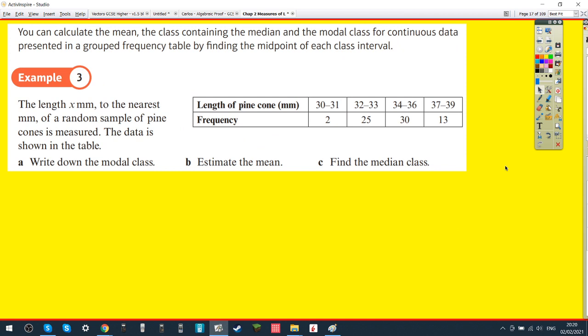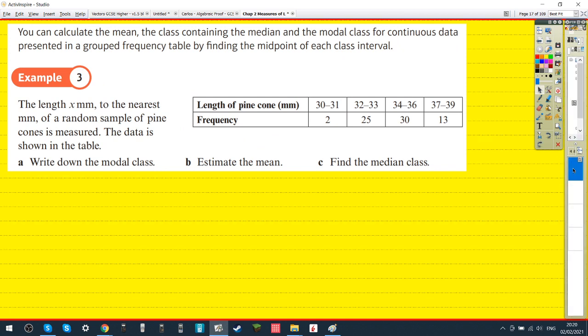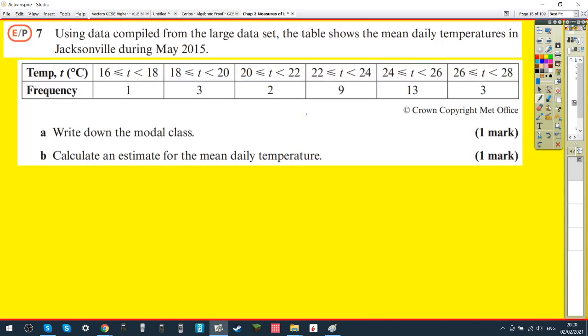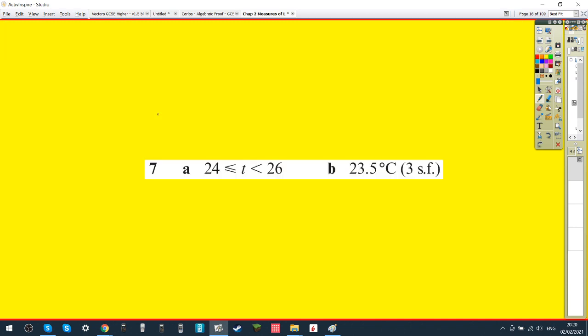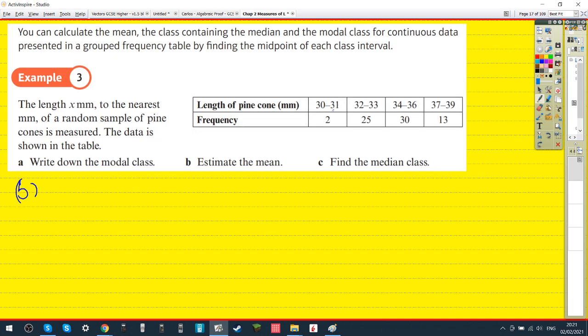Okay. How do we do B? You get the midpoint, so it'd be 30.5. What if I told you the midpoint wasn't 30.5? This time, this one was like 18 to 18. There's no gap. Yeah. This one, there's a gap. So it'd be 29.5 to 31.5. Well done.